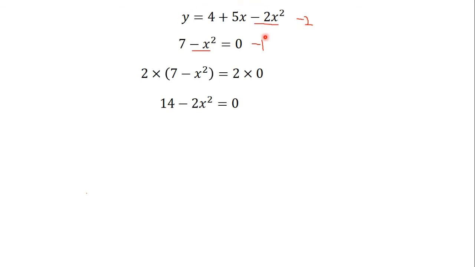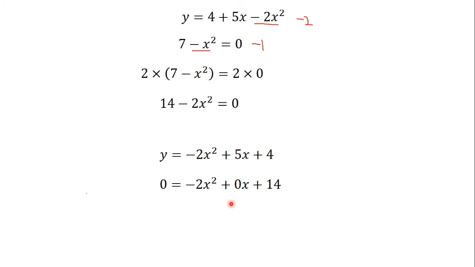So I'll write the function first. I'll rearrange the function and write it in the general form of a quadratic function. This means that I'll write the square term first. I'll write the x term as the second term, then I'll write the constant as the last term. So I'll have y is equal to minus 2x squared plus 5x plus 4. I'm going to rearrange this equation also in the same form. So I'll have 0 on the left hand side, then is equal to, I'll write the square term first, so minus 2x squared.